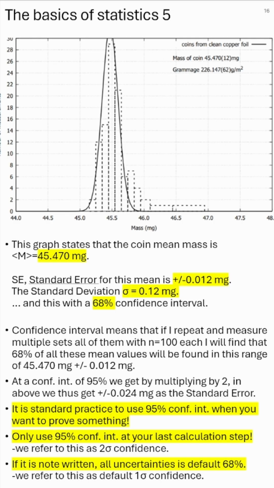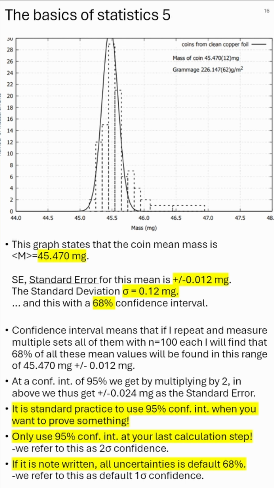If we instead are talking about a confidence interval of 95%, we get that interval by multiplying the standard error by 2. So in this case, the standard error was 0.012, and then it becomes twice 0.012, 0.024 milligram. And standard practice is to use a 95% confidence interval when you want to prove something, which is the main point of this presentation, right?